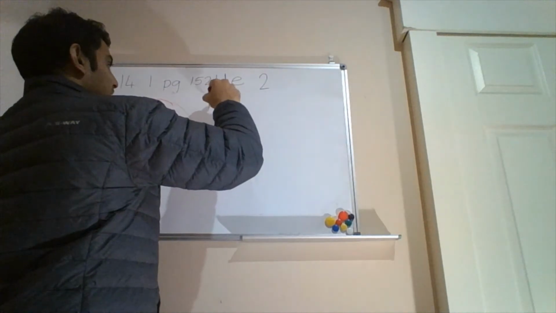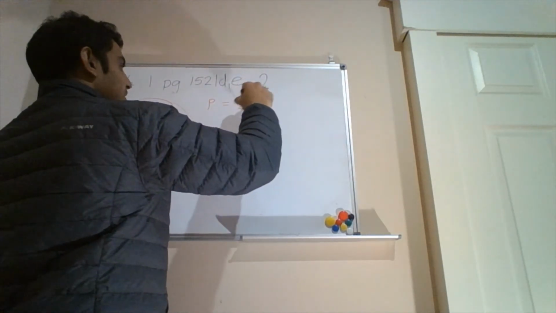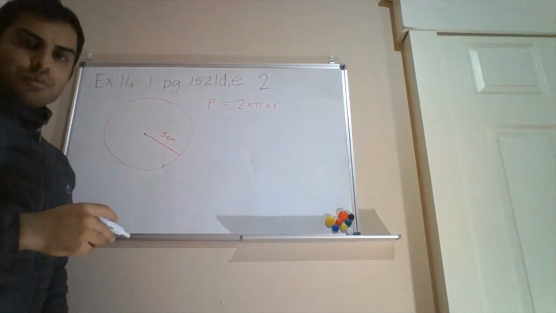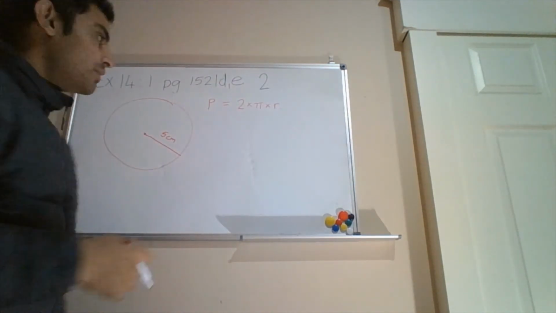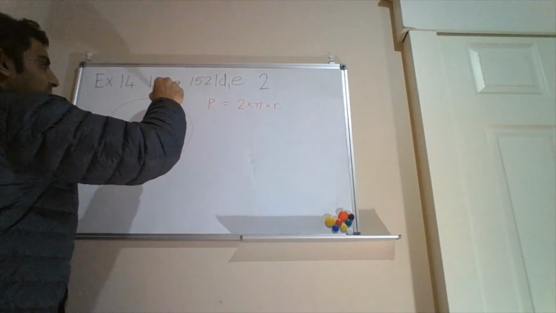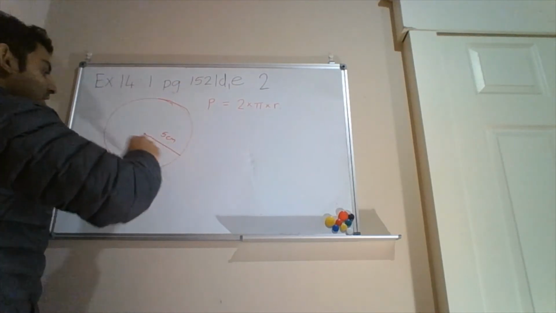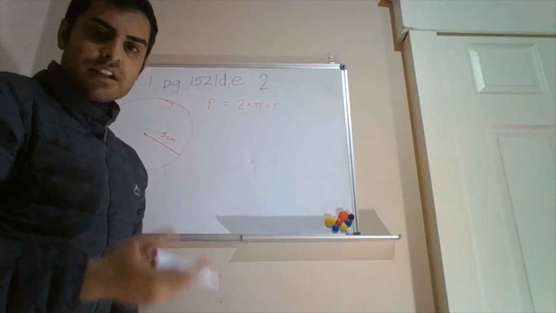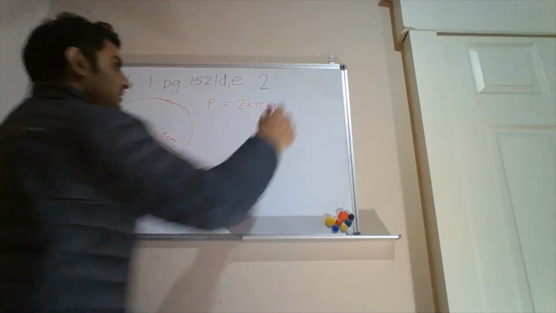So our formula for perimeter is 2 times pi times r. What is perimeter when we talk about circles? Perimeter is the length of the outside of the circle. In other words, the perimeter is the circumference.